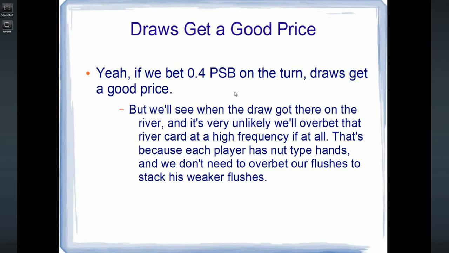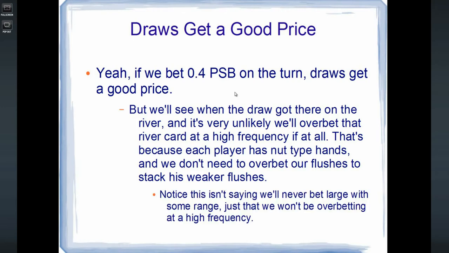That's because each player has nut type hands, and we don't need to overbet our flushes to stack his weaker flushes. Notice this is not absolute. We'll never bet large with some range, just that we won't be overbetting at a high frequency. So if we make a small bet when the board's wet on the turn, I'm not saying we can't ever overbet the river when the flush gets there.